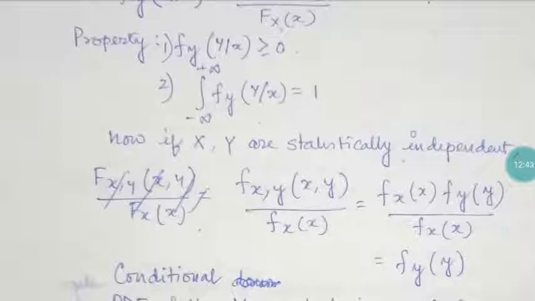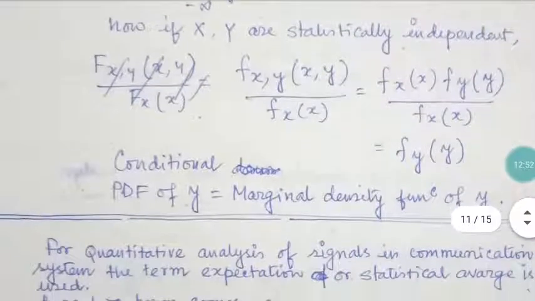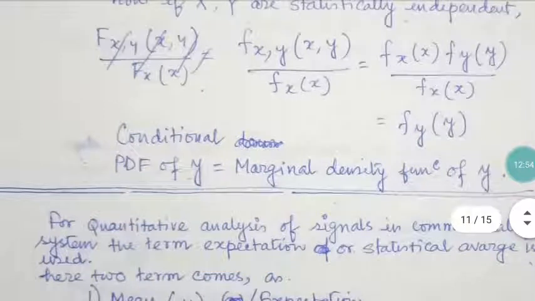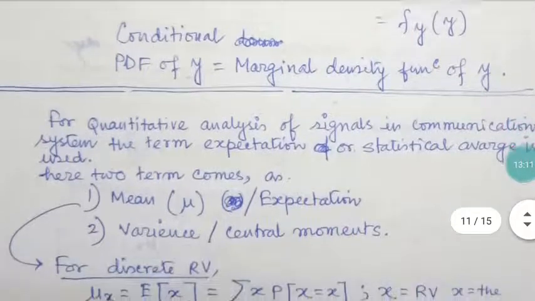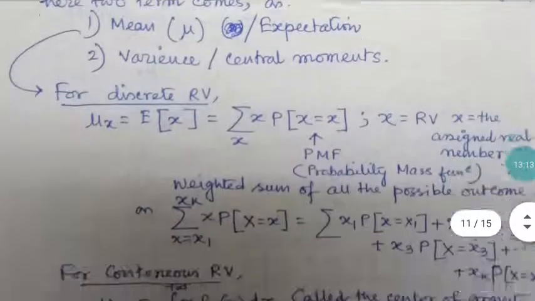So if they are statistically independent, that ratio is obviously f of y, the marginal case. So what is the conditional PDF of y? The marginal density function of y. So the conditional PDF of y is the marginal density function of y only if they are statistically independent. If it is not independent, something has to be calculated.